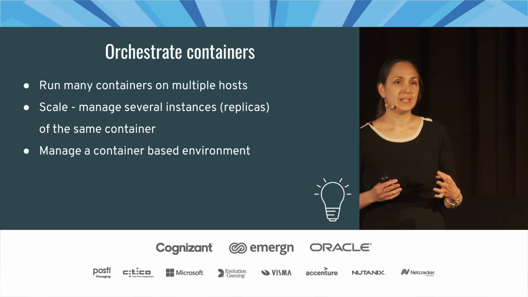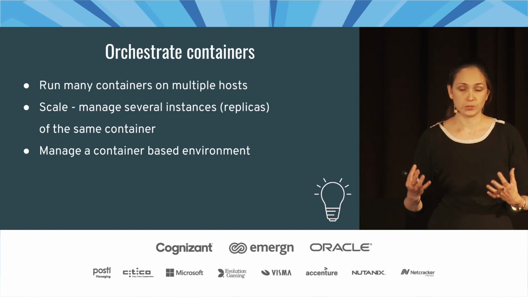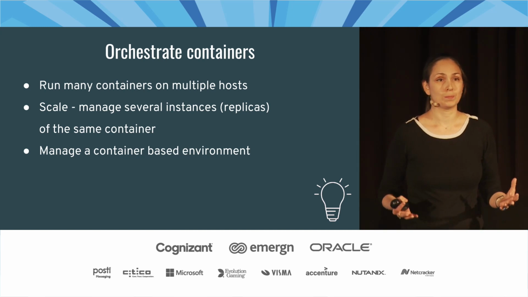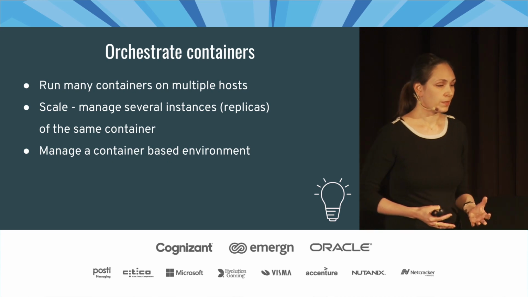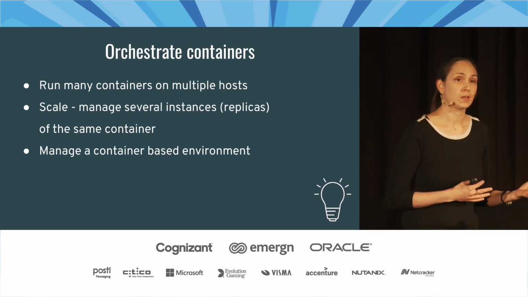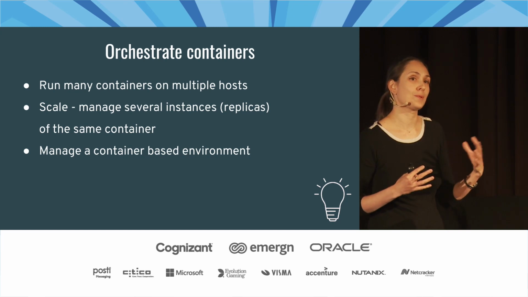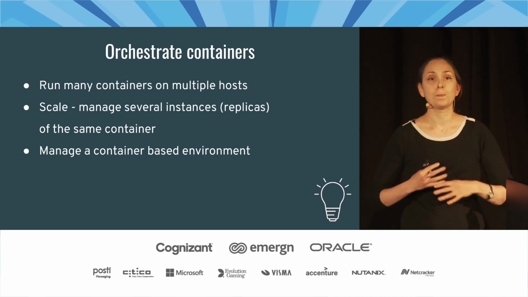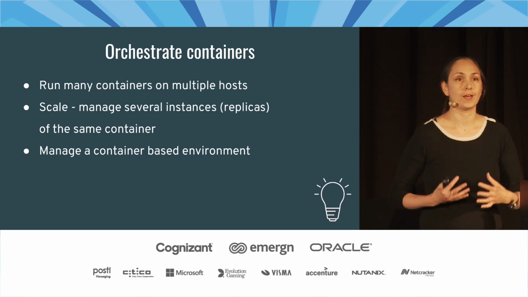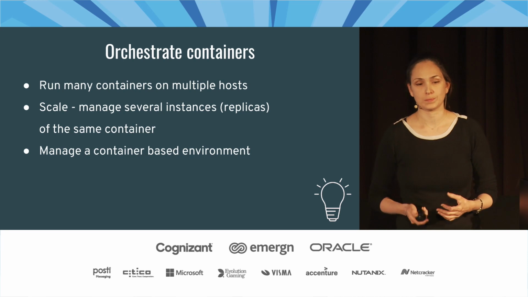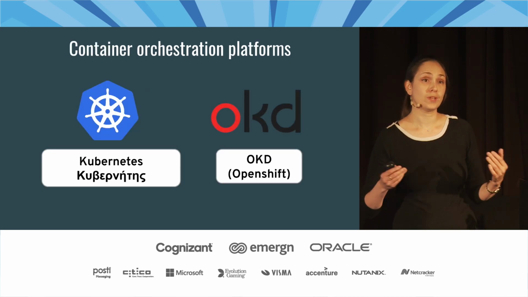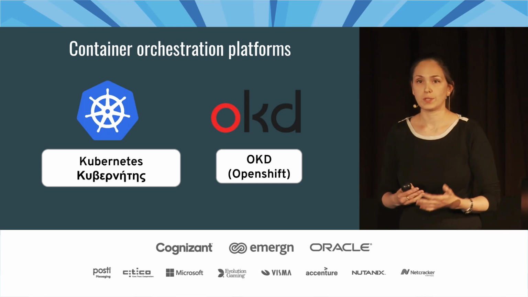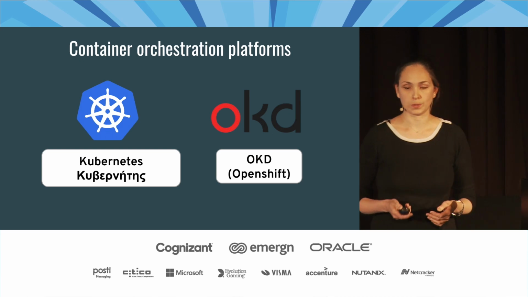And then comes the need to orchestrate all of those containers in large environments. And orchestrating containers means running those containers on distributed multiple hosts, and scaling them. Each might need different scaling, and some system needs to keep multiple replicas of each microservice up. And then there's a need to manage this entire container-based environment, seeing that we have enough hosts, there are enough resources, and so on. And for that, container orchestration platforms were created. Kubernetes is a very popular example. There are others like OKD or OpenShift, which is based on Kubernetes, and so on.